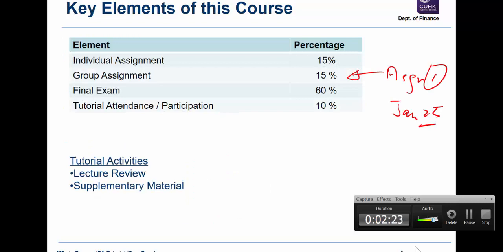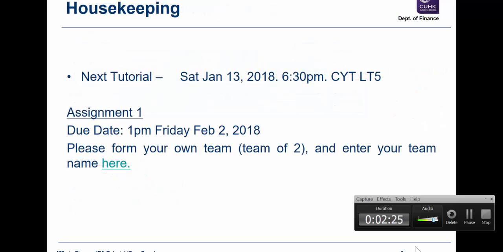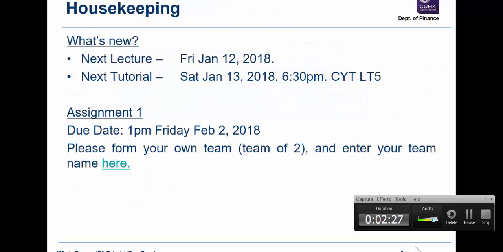So this is the scheme. That hasn't changed. The next lecture is next week. I probably don't have to keep reminding you every week. Especially for this course, the schedule is fairly regular. Every Friday there's a lecture, every Saturday there's a tutorial. I think it's going to be like that until the end of the course, basically.